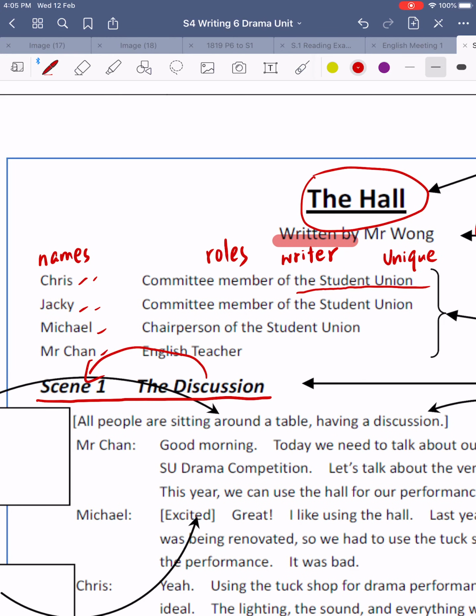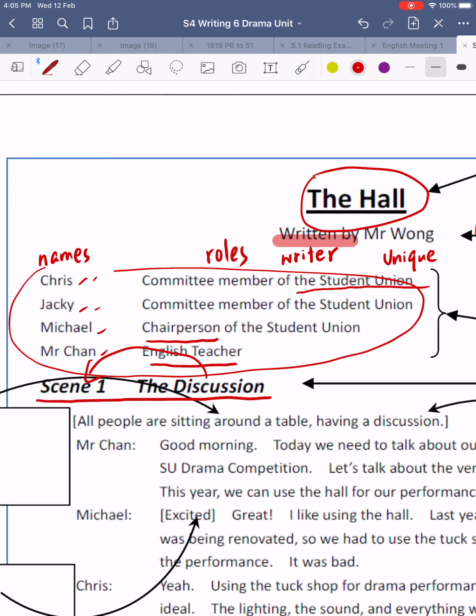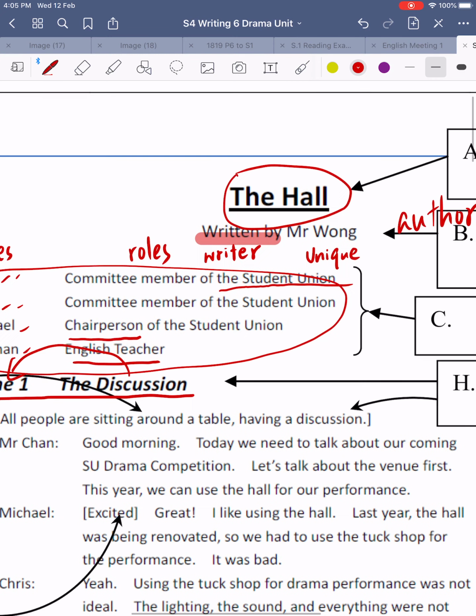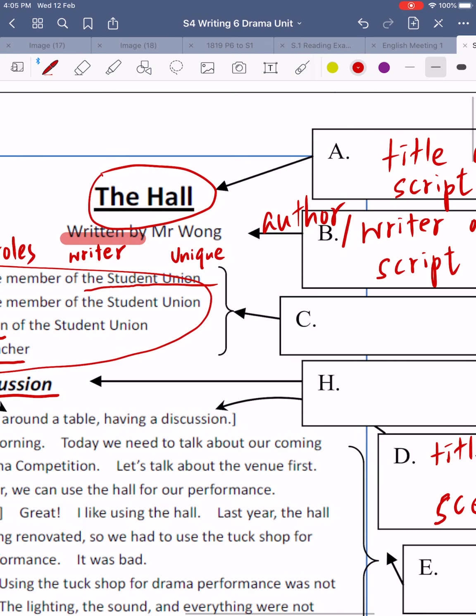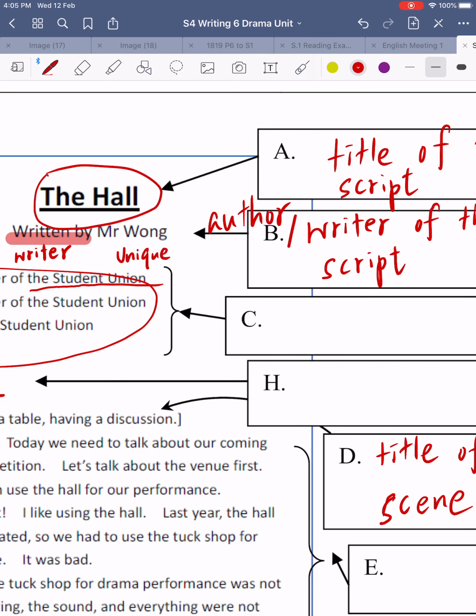Then Michael and Mr. Chen, they are the chairperson and English teacher respectively. So what do we call this part, the whole part? What is it? This is the character list. So for C, let's write down character list.